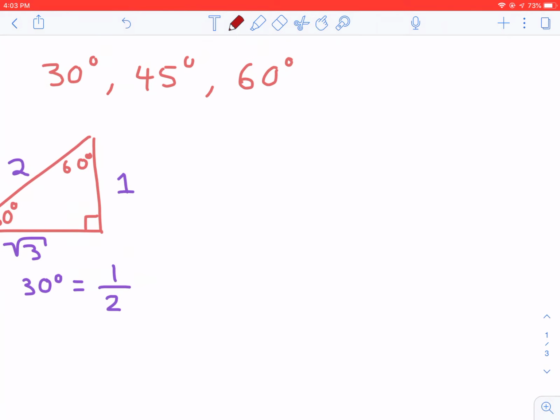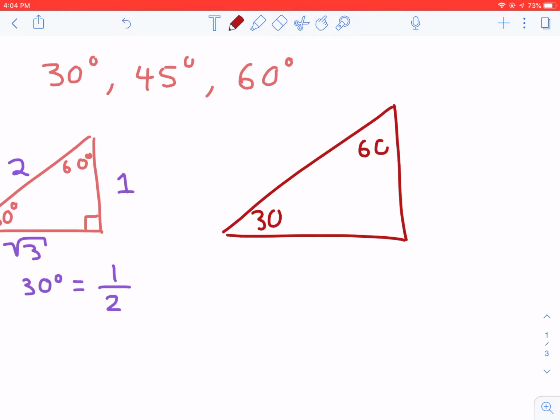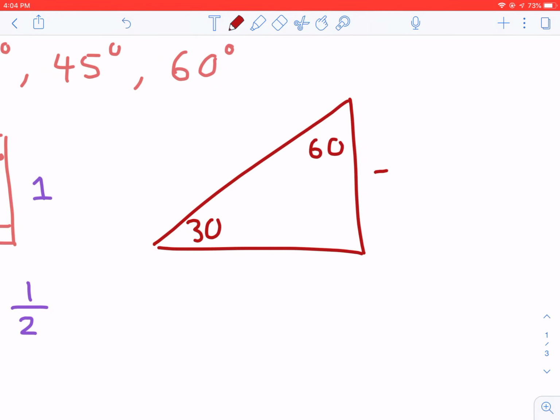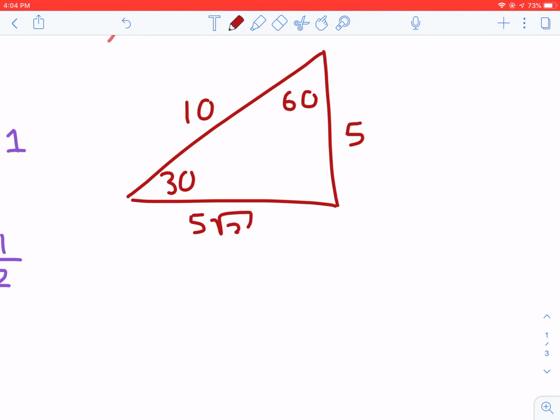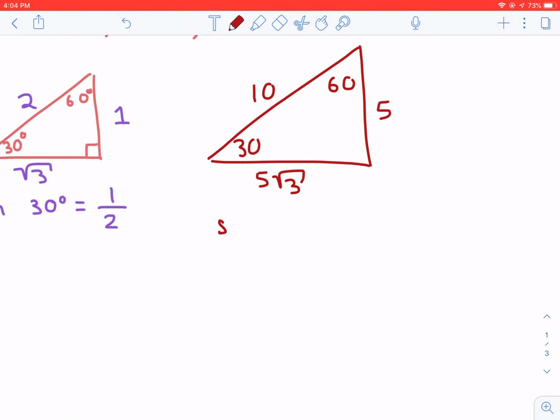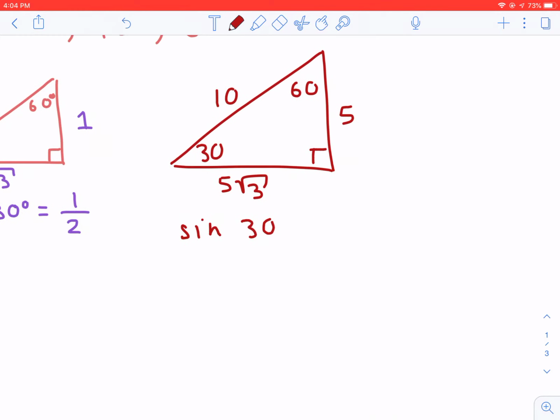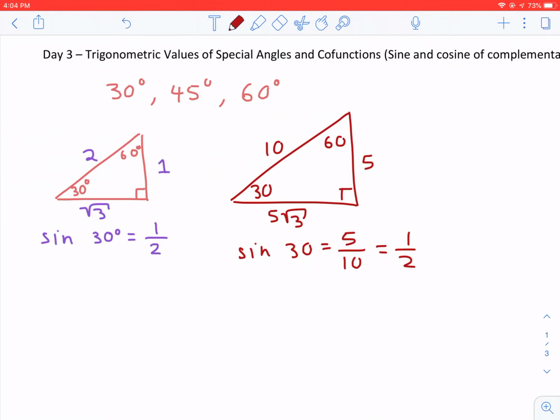And again, this would be true in any 30, 60, 90 triangle, no matter what I made the side lengths. So for example, if I made this a length of 5, the hypotenuse would then be twice that, 10, and this would be 5 radical 3. In this 30, 60, 90 triangle, sine of 30 would again be 5 over 10, opposite over hypotenuse, which simplifies to a half. So sine of 30 is always equal to a half, doesn't matter what triangle it is. And that's just telling us the ratio of opposite to hypotenuse is a half.